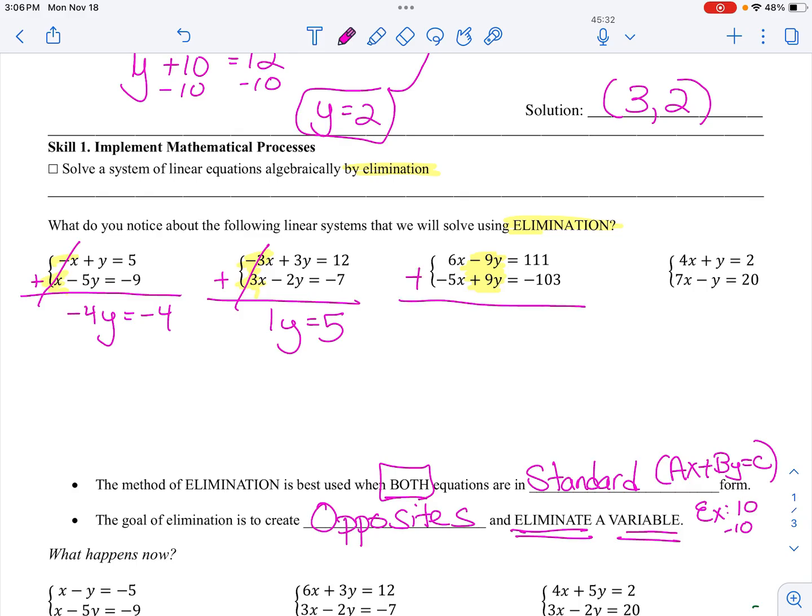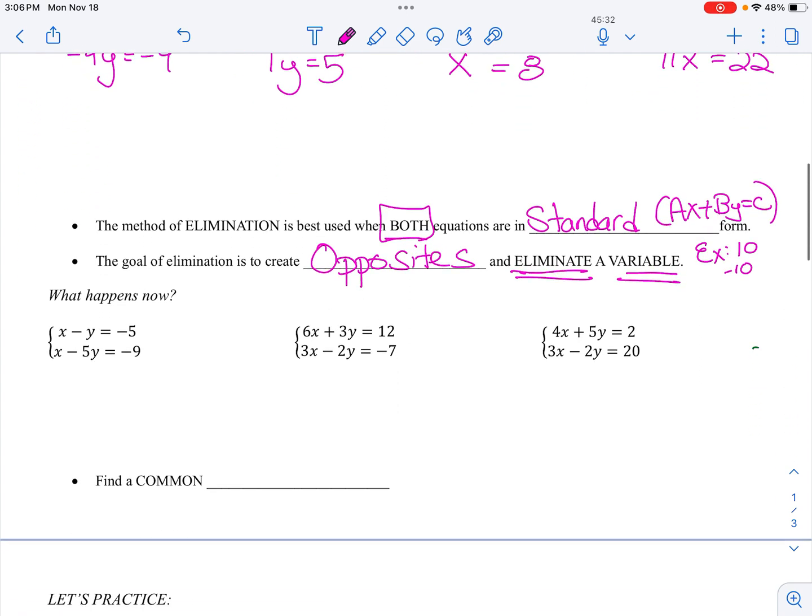And if I add down, I would end up with x equals 8, and then I would solve for y. And then finally, last but not least, again, they're both in standard form. These are opposites. So when I add down, I get 11x equals 22, and then I could solve for x. So all I was trying to get you to see there is what opposites are and this idea of adding down. We're not actually finishing those problems as of right now.